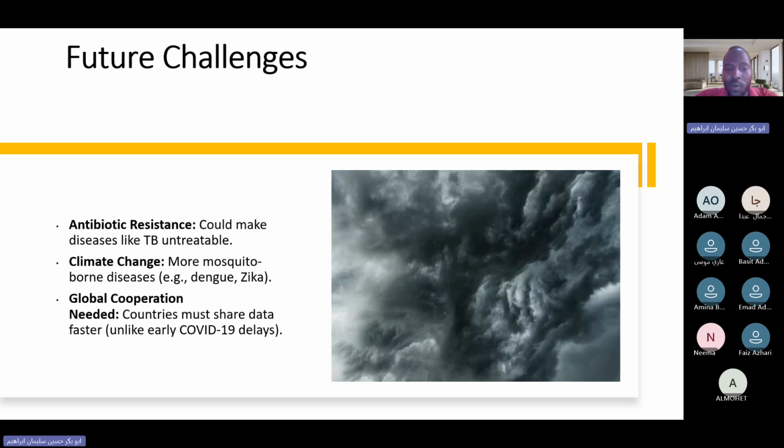And lastly, global cooperation is needed. Countries must share data first. For example, China did not share COVID-19 data until COVID had spread to many cities in China. This is also considered. The future challenges for quarantine include antibiotic resistance in many diseases, additionally climate change, and global cooperation.